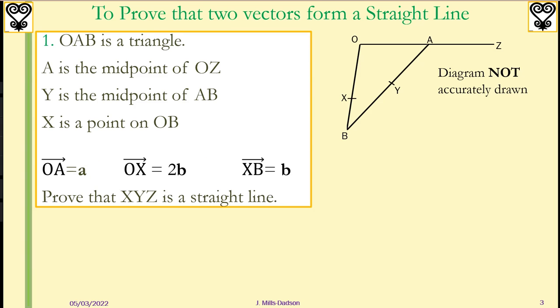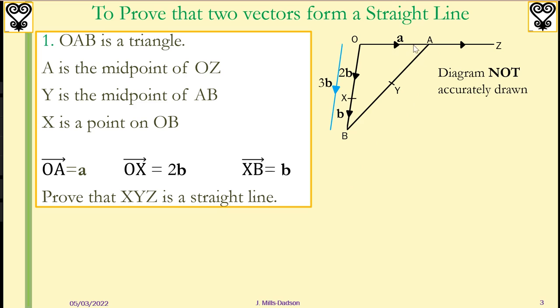Triangle OAB. A is the midpoint of OZ, Y is the midpoint of AB, and X is a point on OB. We've been given the vectors. We need to put the vectors back on the diagram. So OA with the right direction, that is A, 2B, B. And with this, we'll be able to work out vector OB as 3B.